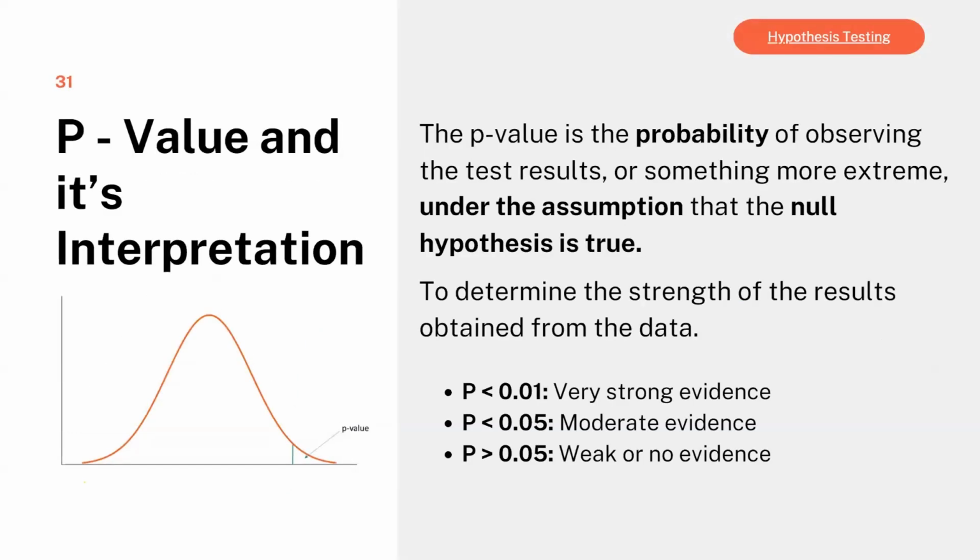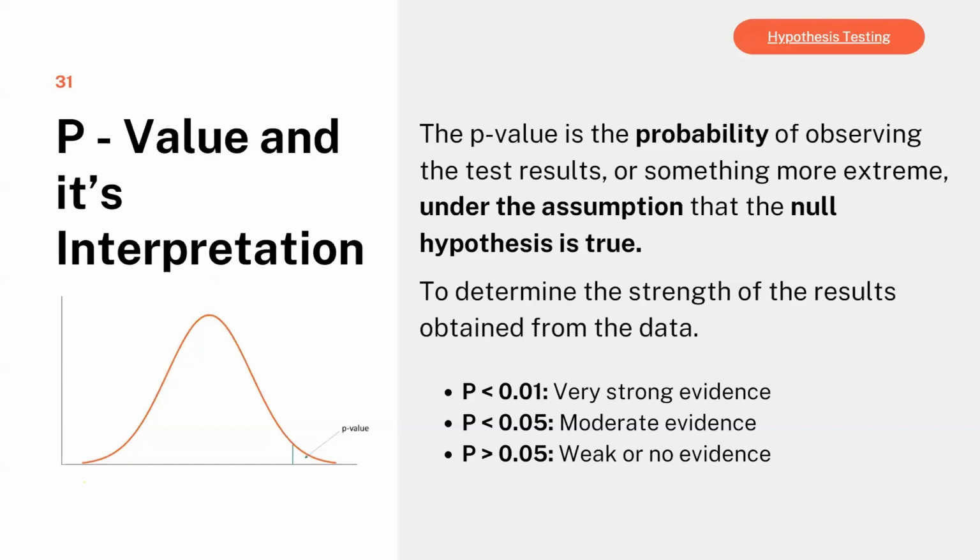So let's see what the p-value is and how to interpret it. As we see, the p-value represents a probability. The p-value represents the probability of observing the result of the test or something more extreme, under the assumption that the null hypothesis is true. It helps us measure the strength of the evidence against the null hypothesis.